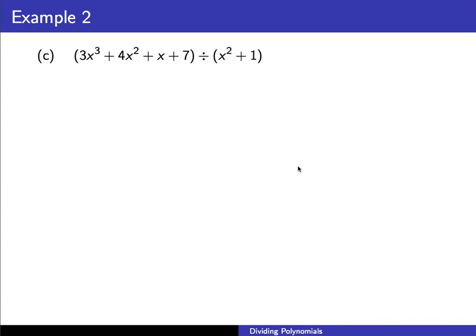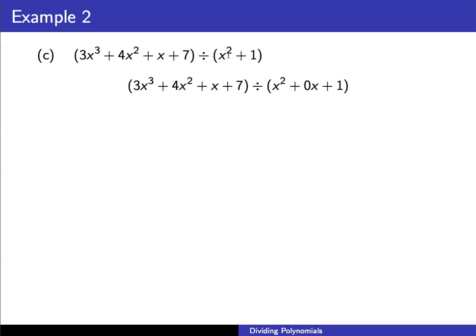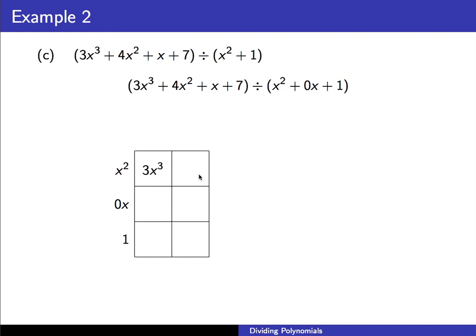All right, finally, part C, we have 3x cubed plus 4x squared plus x plus 7 divided by x squared plus 1. And in our divisor, x squared plus 1, we are missing an x term, so we'll fill it in with a 0. So we'll be dividing by x squared plus 0x plus 1. That's going to give us 3 rows in our grid, and we're going to start with the 3x cubed in the upper left. Above that, I guess you can call it the column header.